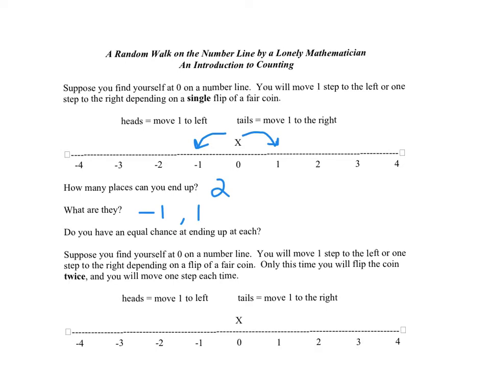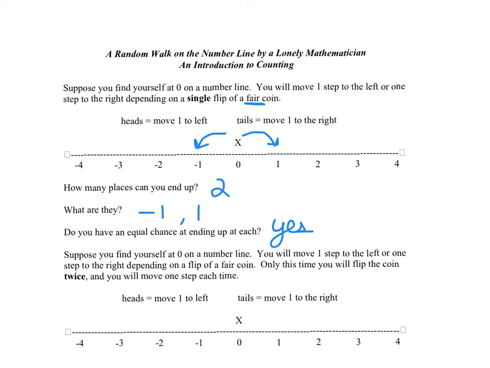Do we have an equal chance of ending up at each? Of course we do, if it's a fair coin. And that is a key word there. A fair coin means it is equally likely to land on heads or tails. So yes, we do. Okay, well that was easy enough.